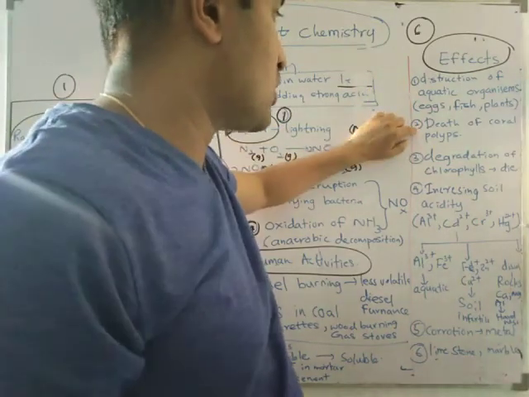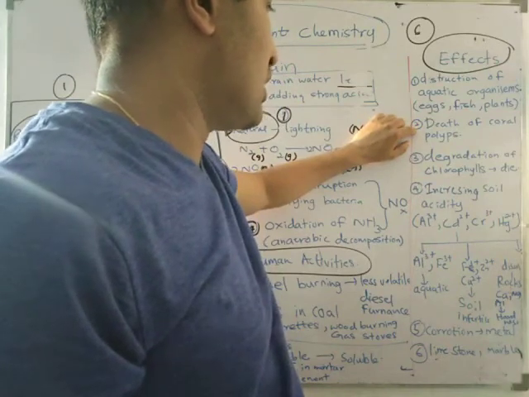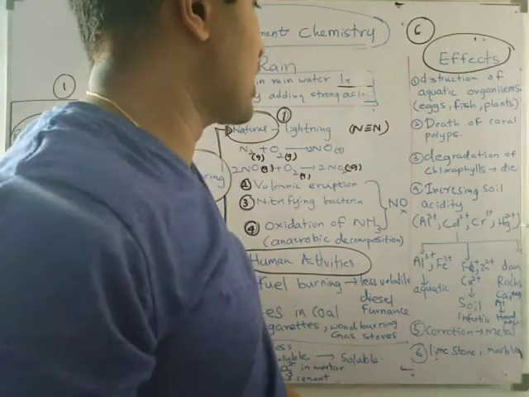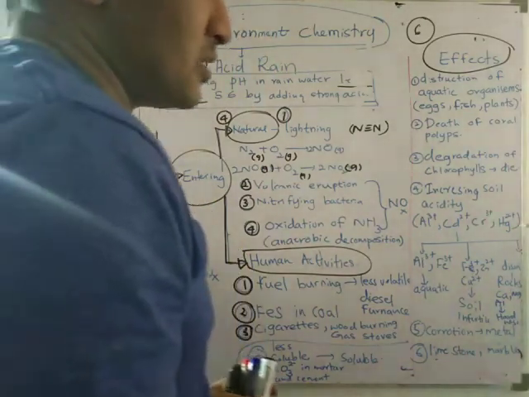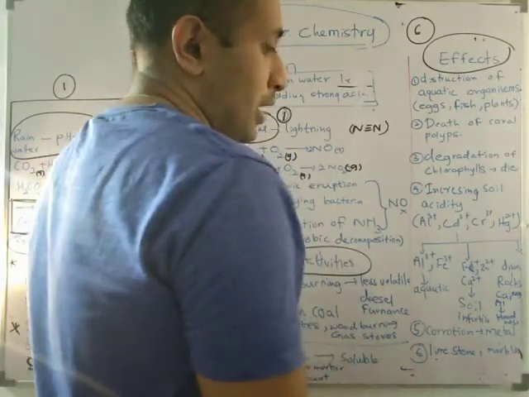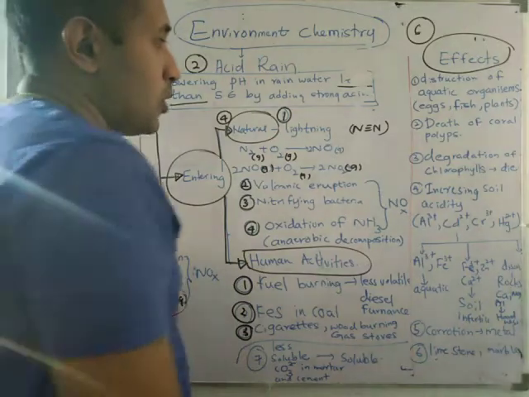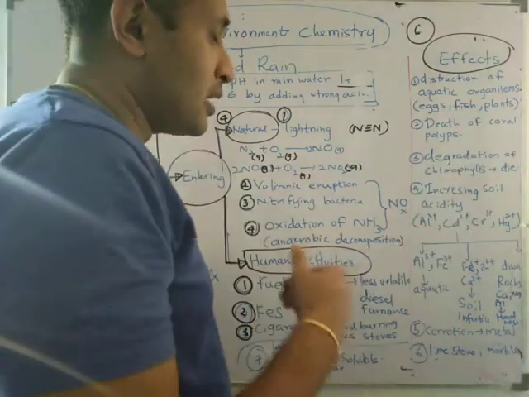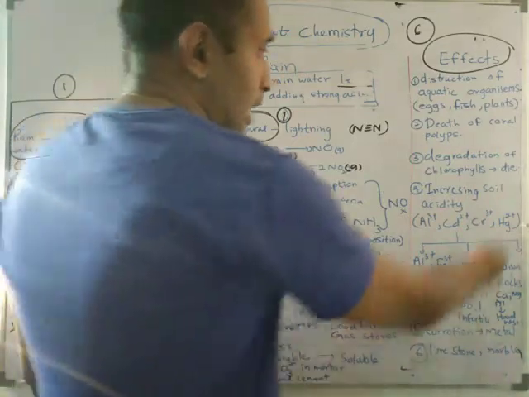Second one, death of coral polyps. Because of that, the coral reefs can die. They are also very sensitive to acidity. Then degradation of chlorophylls. The plant leaves contain chlorophylls, so because of the acid rains, the plant leaves or the chlorophylls can be damaged. Because of that, the plant will die.